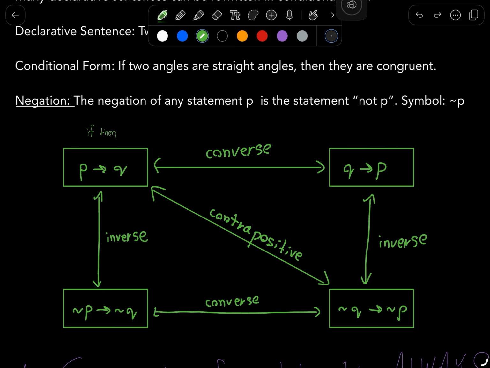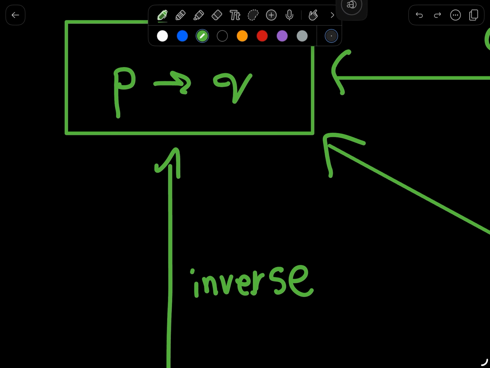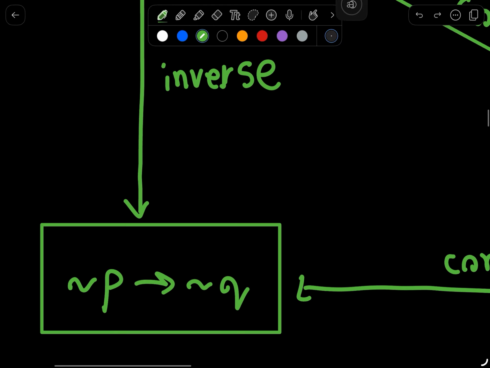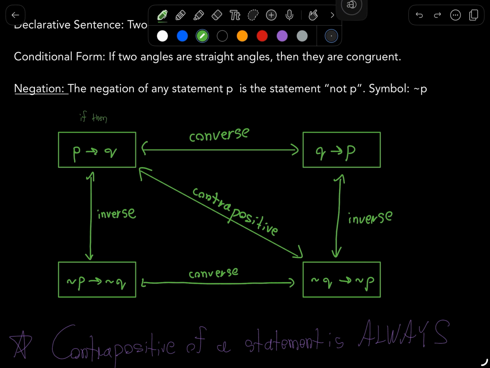Now, what is the inverse? Again, using that basic statement, this goes to negation, which is the not part. So if you have a base conditional statement P to Q, then the inverse of that statement is going to be not P to not Q. If you have an inverse, you're just negating both sides. So it goes from P to Q to not P to not Q. Once again, that's pretty simple.